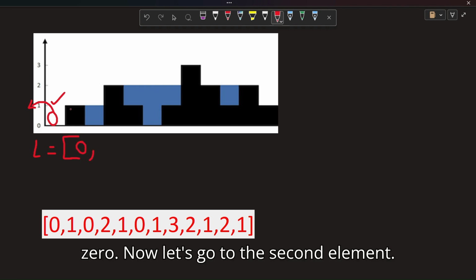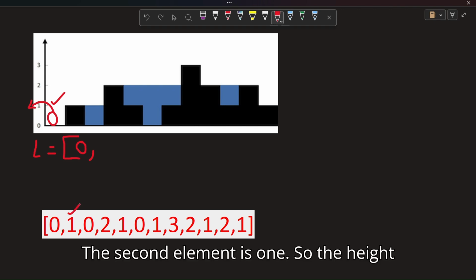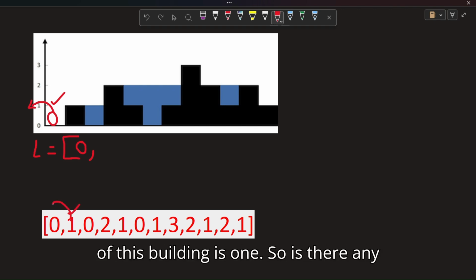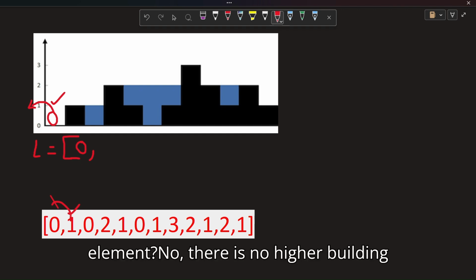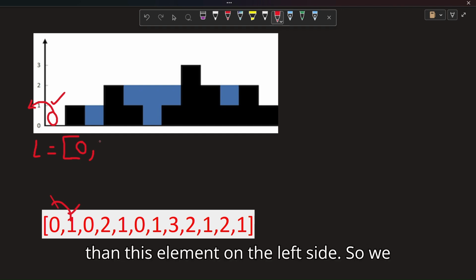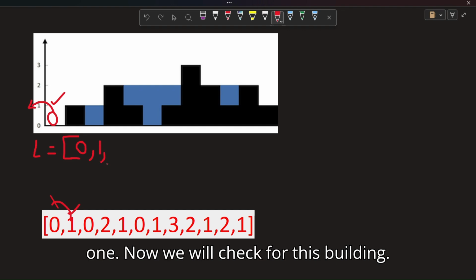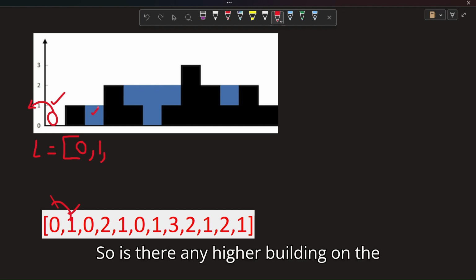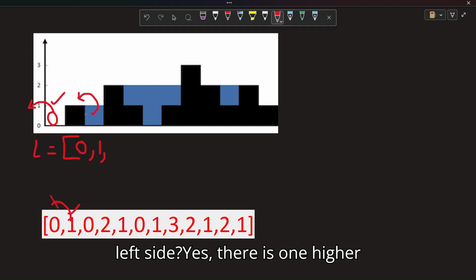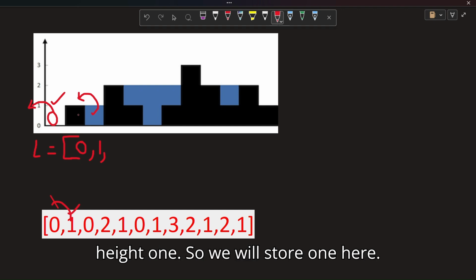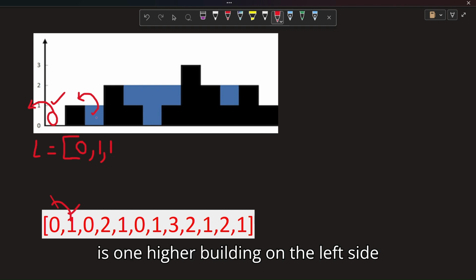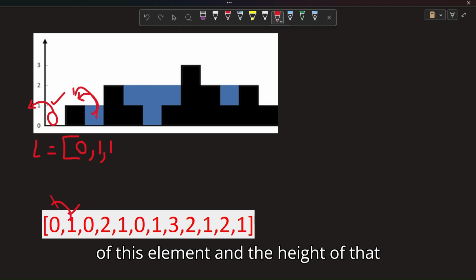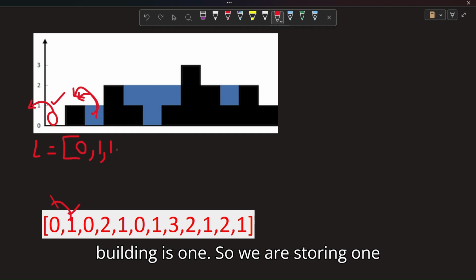Now let's go to the second element. The second element is 1, so the height of this building is 1. Is there any higher building on the left side of this element? No, there is no higher building than this element on the left side. So we will store the current height, which is 1. Now we will check for this building. Is there any higher building on the left side? Yes, there is one higher building on the left side, of height 1. So we will store 1 here. Why are we storing 1 here? Because there is a higher building on the left side of this element and the height of that building is 1.